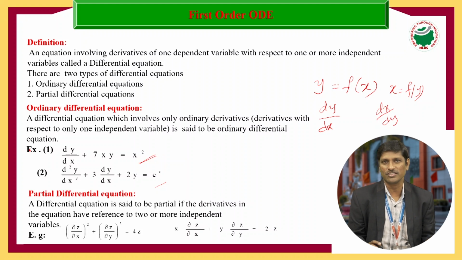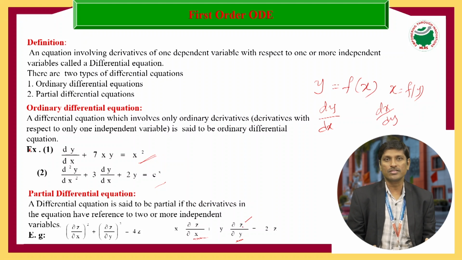So a partial differential equation has more than one independent variable. For example, dou z by dou x whole square plus dou z by dou y whole square is equal to 4z. Here z is the dependent variable, and x and y are two independent variables; more than that is also possible. So partial differential equations mean more than one independent variable. Here we have two independent variables, x as well as y. In the second example also we have two independent variables, x as well as y, and z is a dependent variable.